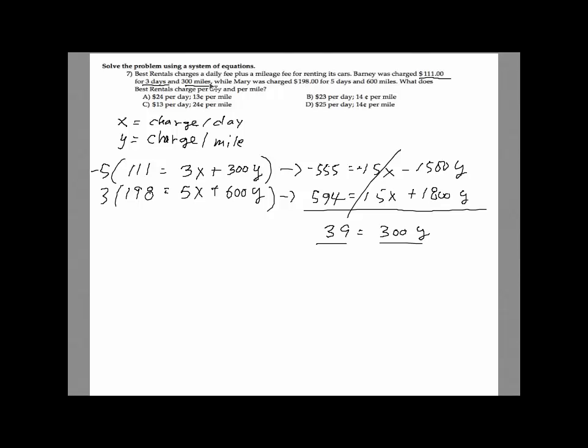Okay, so divide by 300. So y equals 0.13, which means 13 cents. So y is the charge per mile: 13 cents per mile. And then you can plug that into one of the equations. So let's do that.